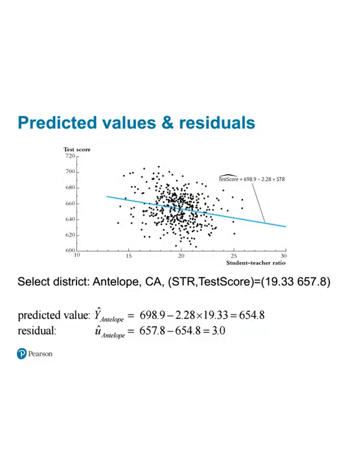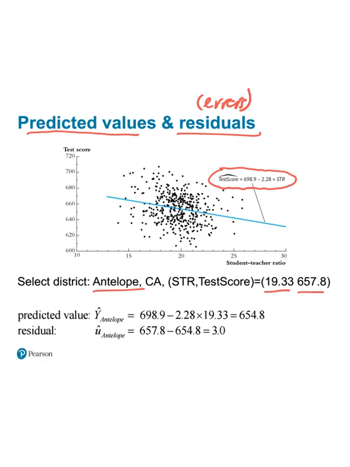All right, so let's go ahead and take the estimated regression, which we have right here, this equation, and let's use it to look at predicted values and estimated residuals, or errors. All right, so let's select a particular district. So we're looking at districts all over the state of California, let's say the West Coast, and maybe all of the United States. And let's look at one, Antelope, California, in which case we found that the student-teacher ratio on average was 19.33, and the average test score was 657.8.